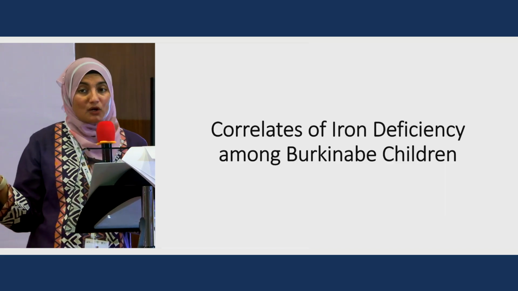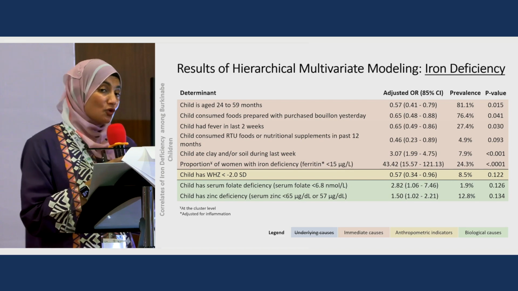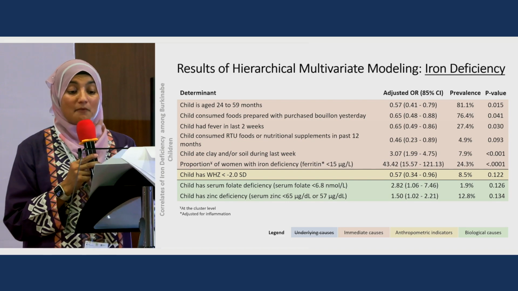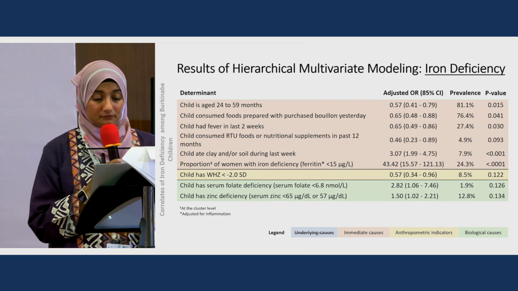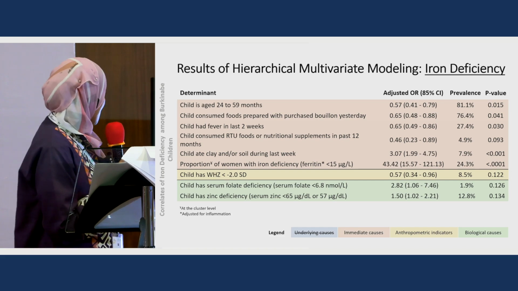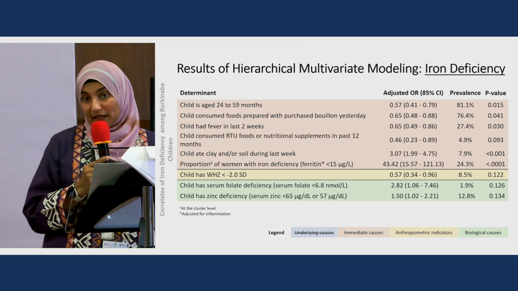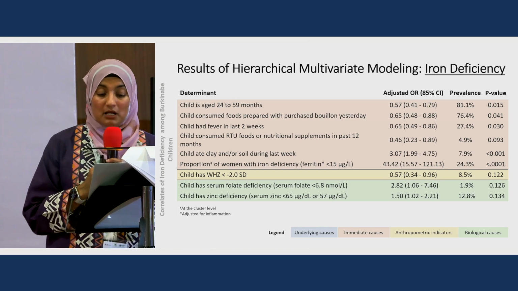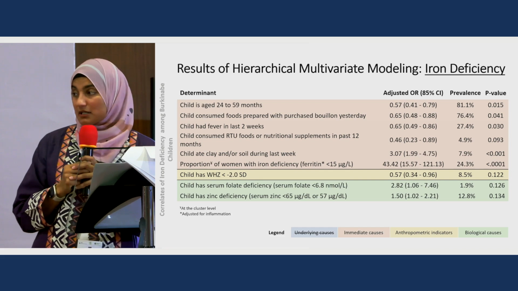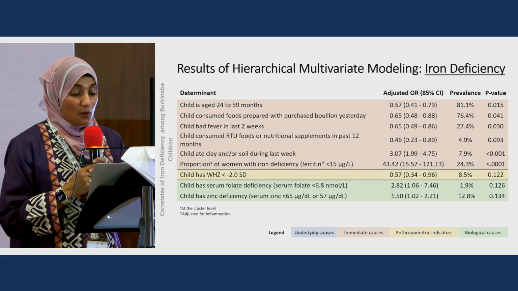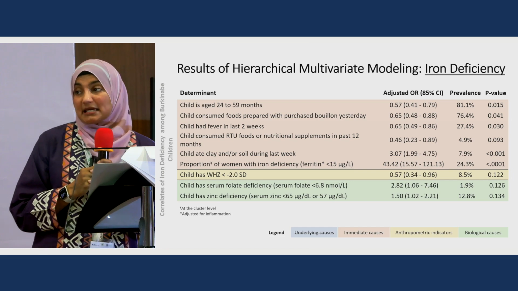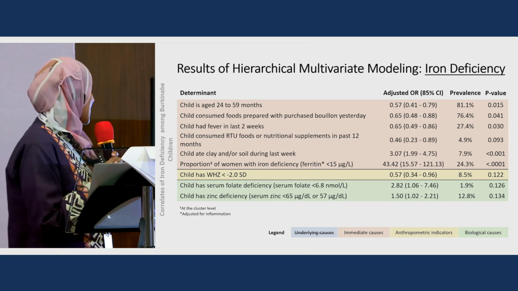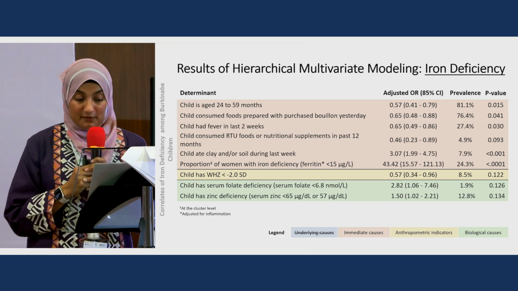So since we had the data on iron deficiency as well, we also looked at what the correlates were for Burkinabe children with iron deficiency as the outcome. So as you can see on the model presented here, none of the underlying causes, which were the household wealth, maternal education, etc., WASH variables, were associated with iron deficiency as the outcome. However, unlike anemia, we do see a protective effect of older age, as well as consumption of bouillon and ready-to-use therapeutic foods or nutritional supplements.